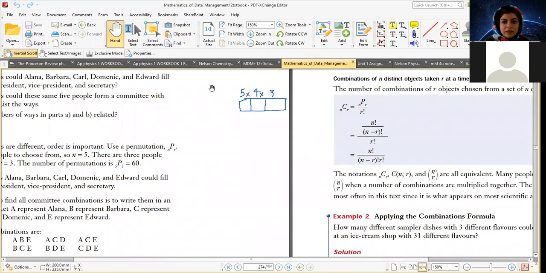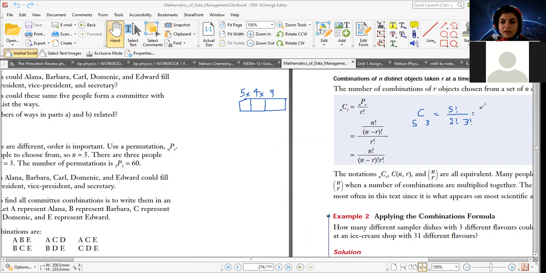Okay, let's just do that. So I need to choose 3 out of 5, and the order is not important. So it's going to be n factorial, your n is 5, 5 factorial divided by what? n minus r, 5 minus 3, is 2 factorial. And r factorial is 3 factorial.